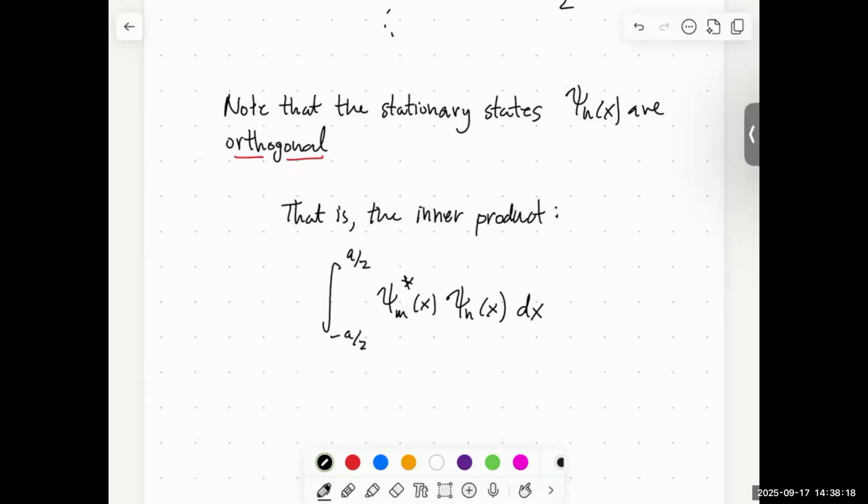Now for us, these are just sine functions. And you may remember in Physics 232 that when we were talking about the Fourier series, we showed that if you integrate two sine functions of different frequencies over some periodic interval, that integral vanishes unless the two frequencies are equal to one another. And so this is going to be 0 when m is not equal to n. And if the two frequencies are equal, it'll be equal to 1.